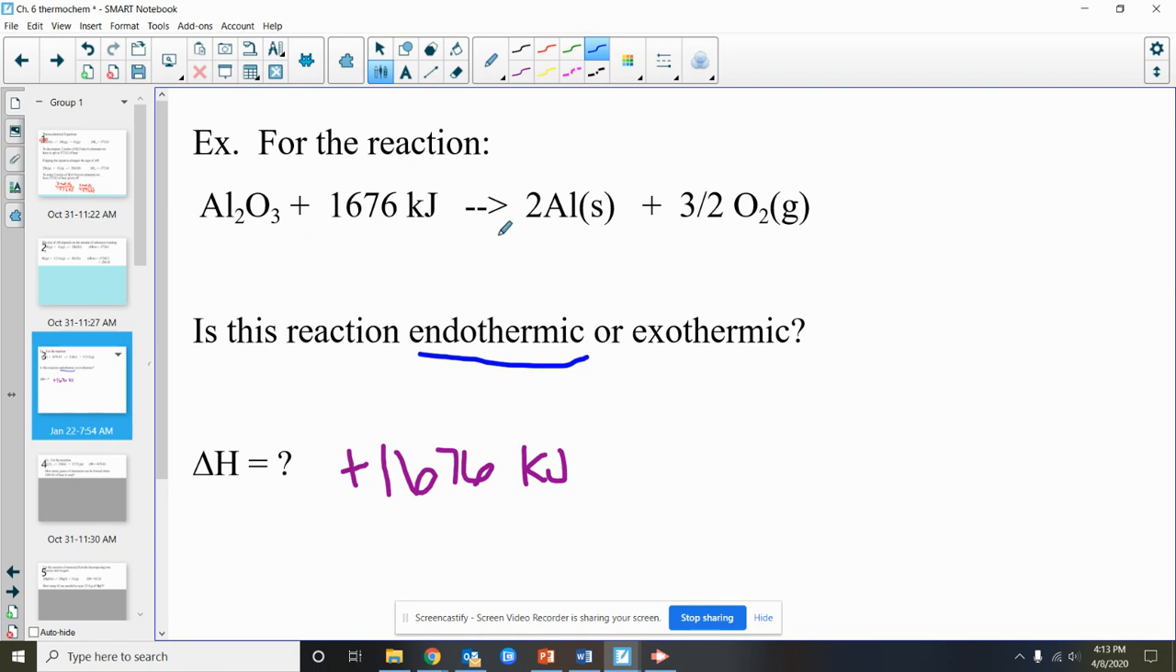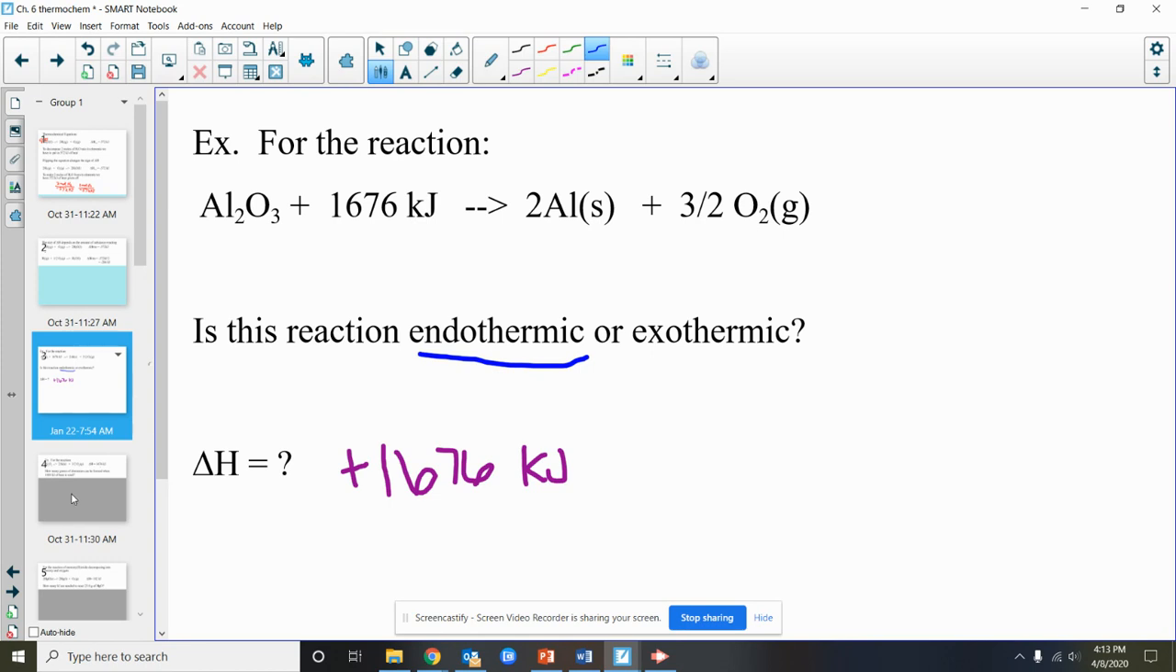And so if I gave you this equation and said, okay, well, what's my delta H? You would write positive because it's on the reactant side. So it's a positive number, 1,676 kilojoules. Had this been on the product side, then this would be a negative number and this would have been exothermic. So use your equation to kind of determine, is it endo or exothermic? That'll tell you whether you have a positive delta H or a negative delta H.